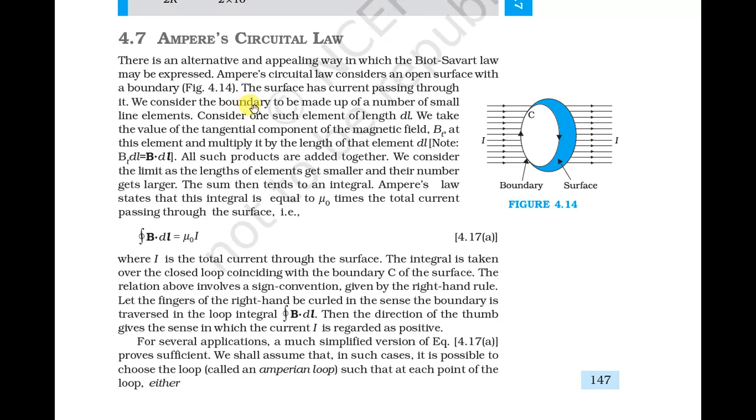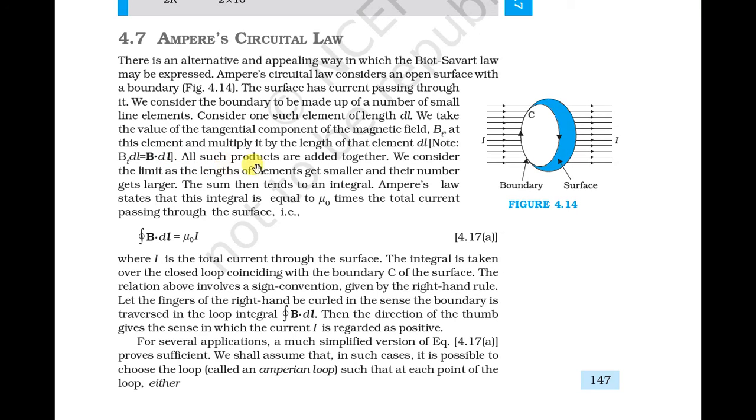We consider the boundary to be made up of a number of small line elements. Consider one such element of length dl. We take the value of the tangential component of the magnetic field, Bt, and multiply by the length of the element dl. That is Bt dl, which equals B dot dl.